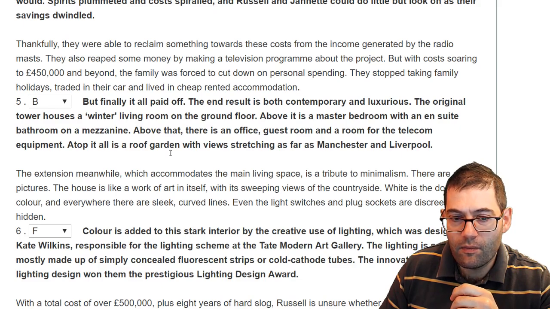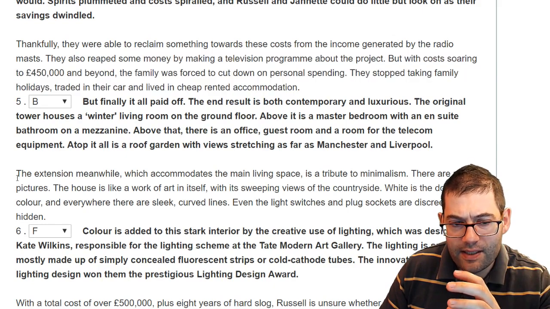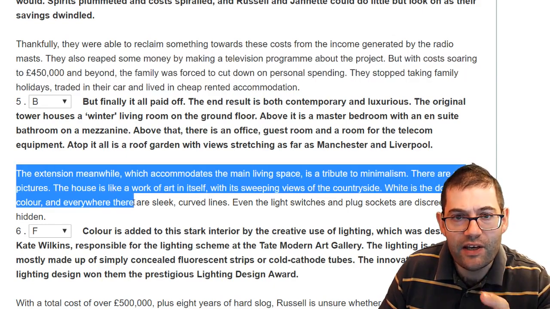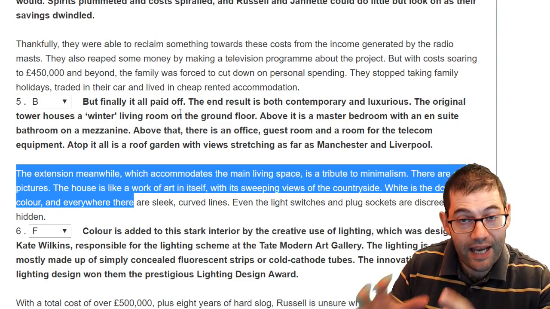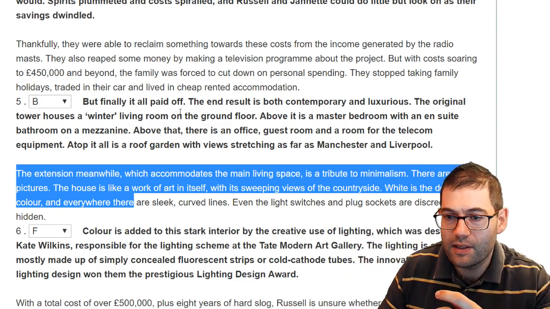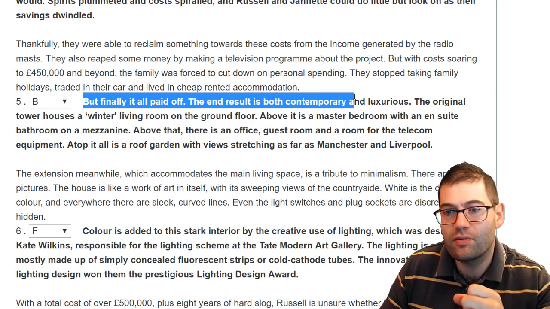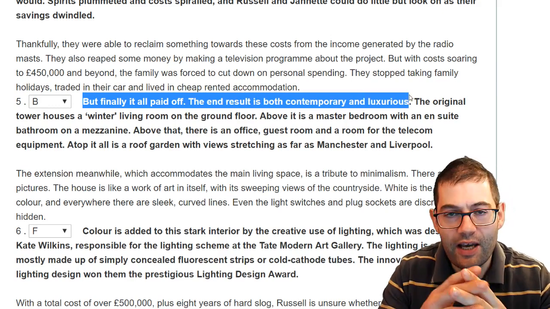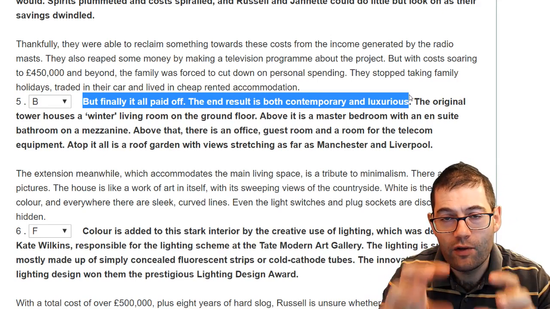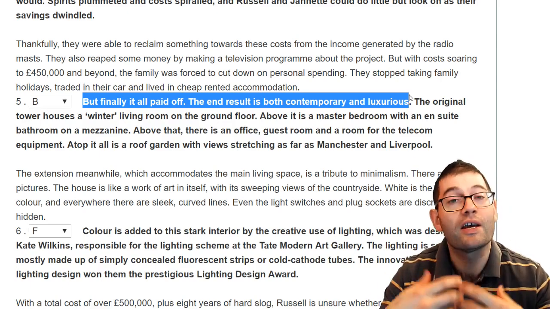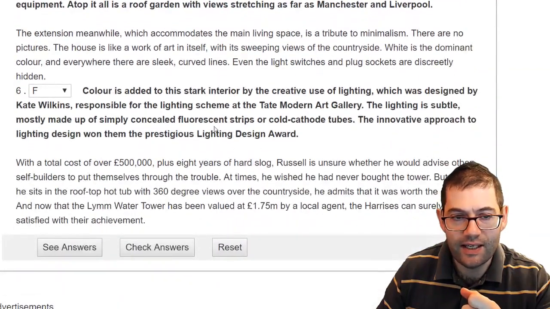Then I mentioned that contextually we're talking about building, they're running out of money, and then this paragraph seemed to suggest that the building has been finished. So we were looking for some kind of paragraph to suggest that the building had finally finished and started talking about the new building. And that's exactly what we've got here. But finally, it all paid off. The end result is both contemporary and luxurious. So our educated guess as regards story was correct. Here is the paragraph. We start talking about the building being finished and now the discussion of the completed building, which fits nicely into that gap there.